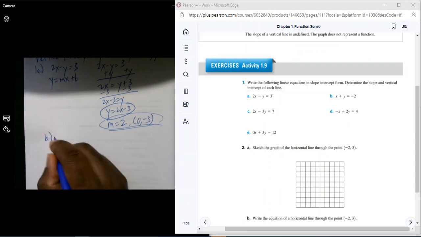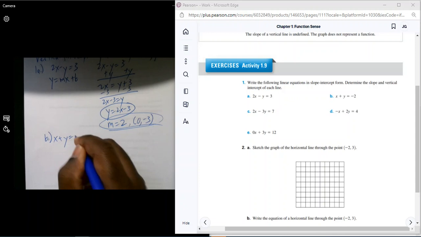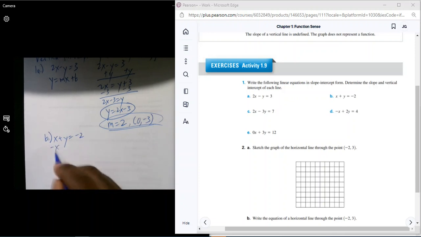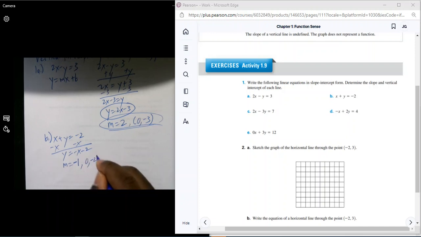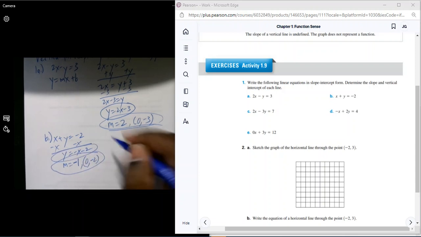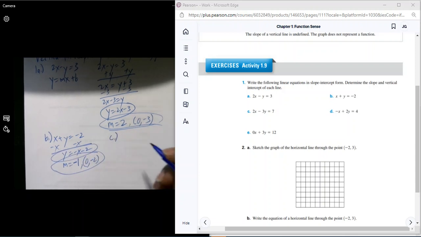Okay, B, we had x plus y is equal to negative 2. Subtract x on both sides. Y equals negative x minus 2. That is our slope-intercept form. The slope here, we have a negative x, so we know that's negative 1, because that's what's connected to the x. Then our y-intercept would be 0, negative 2. So now we move on to C.